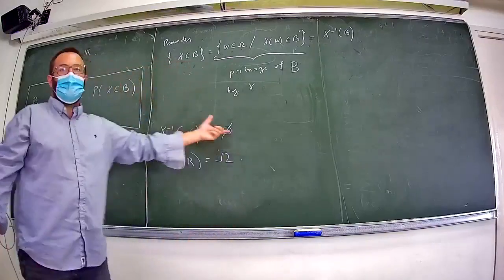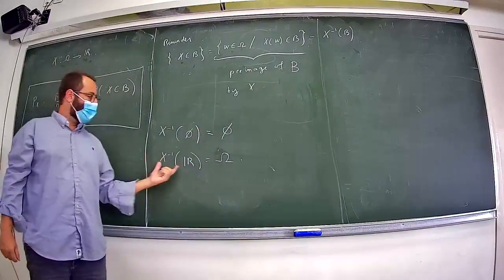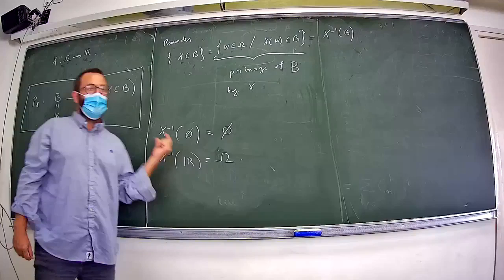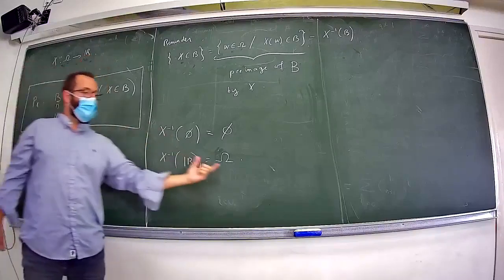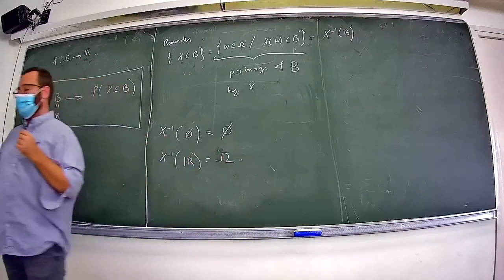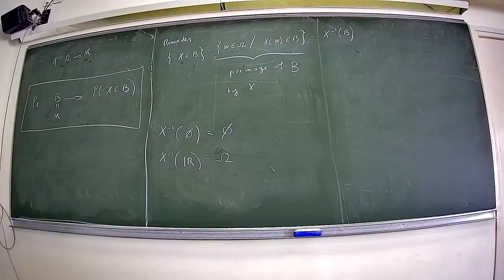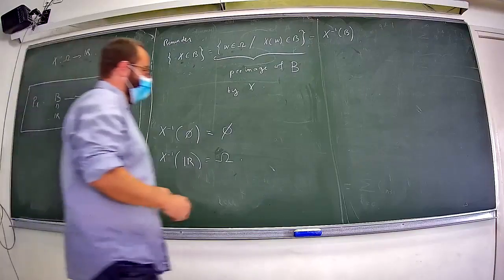So the preimage of the empty set is equal to the empty set. Okay, the preimage of, let's say, the new universe is the old one. Okay, and you have also this kind of nice properties here.